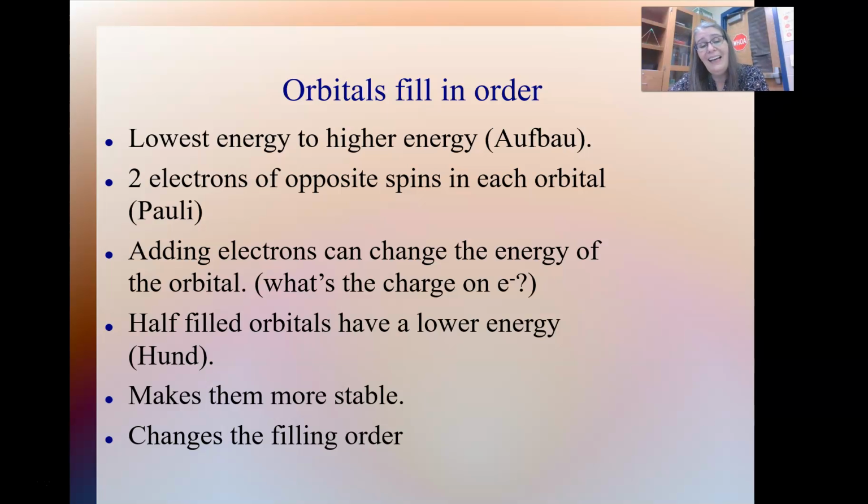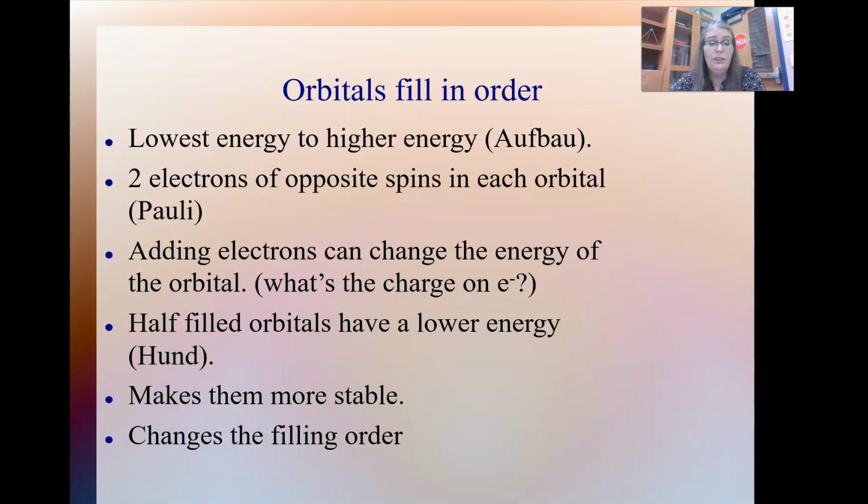Now, what I know is that adding electrons is actually going to change the energy of the orbital. And if I think about why that is, well, remember, all electrons are negatively charged. And that means all electrons are going to repel each other. And when they're repelling each other, then it takes energy to keep them in that same orbital space. So half-filled orbitals have a lower energy.